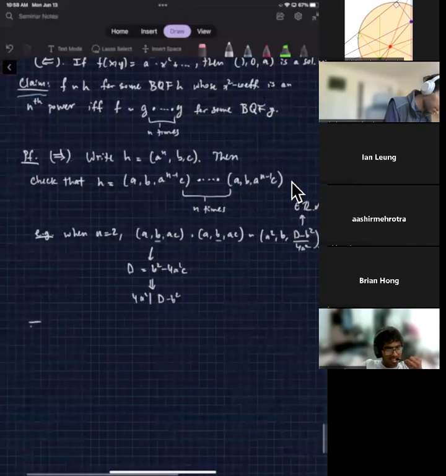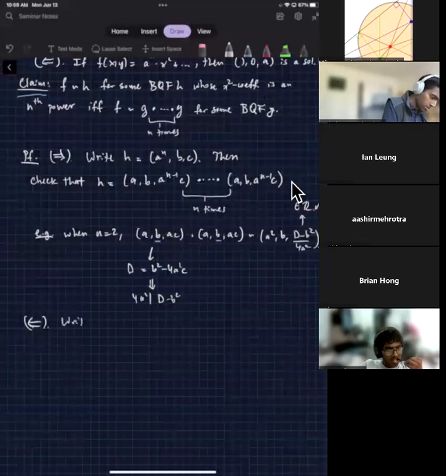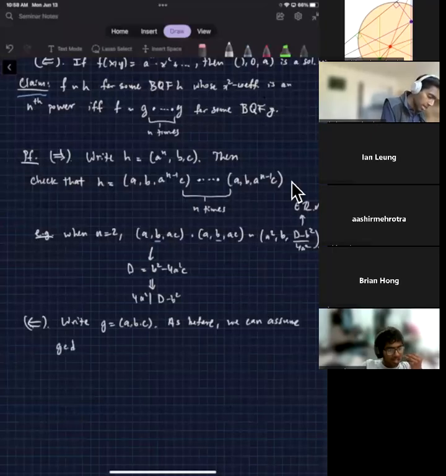Okay, so that's the forward direction. Now for the reverse direction. So we write G as (A, B, C). So as before, we can assume that the GCD of A and D is equal to 1.